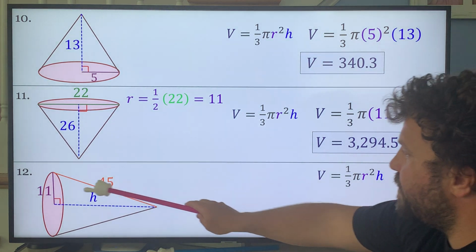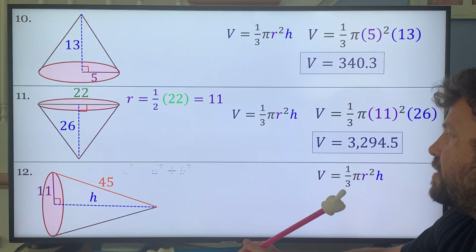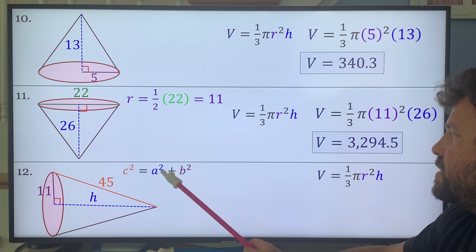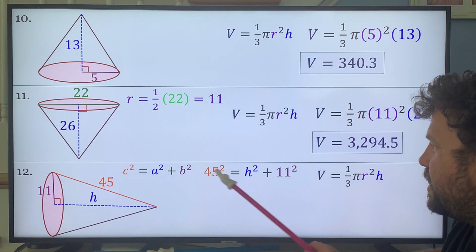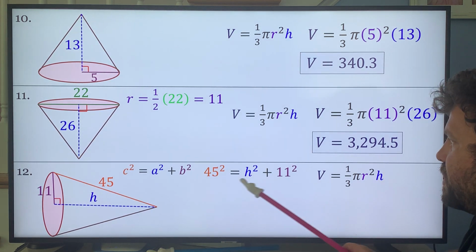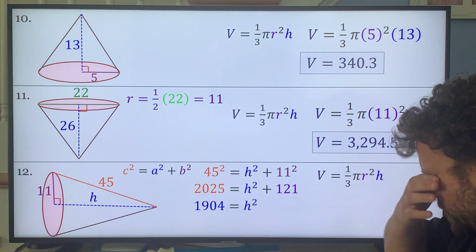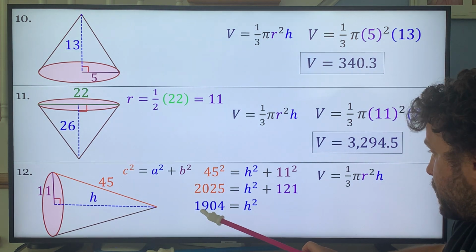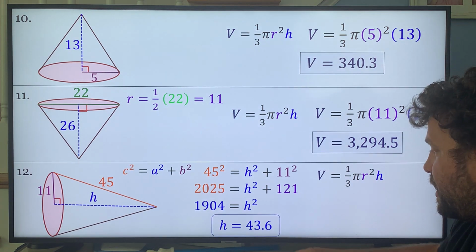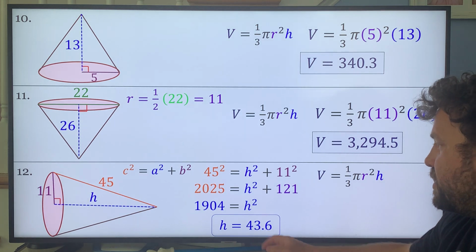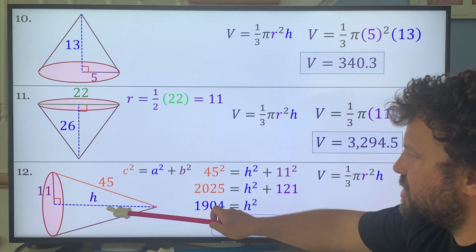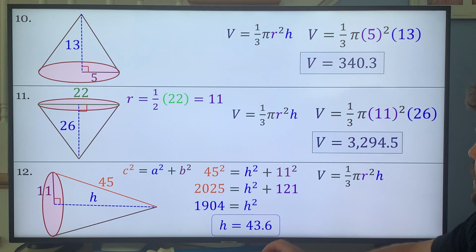We're not given the height, we're given these two. So you have to use the Pythagorean Theorem. c squared equals a squared plus b squared. 45 squared equals h squared plus 11 squared. 2,025 equals h squared plus 121. Subtract 121 and take the square root of 1,904, and you get height is 43.6. So this distance is 43.6. Good, because it's less than 45, which is your hypotenuse.